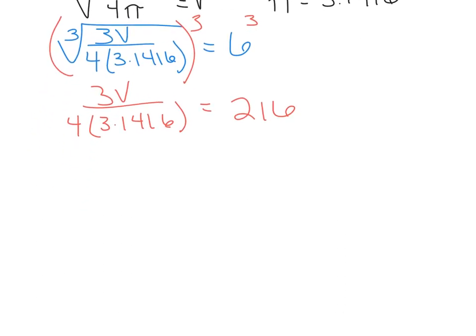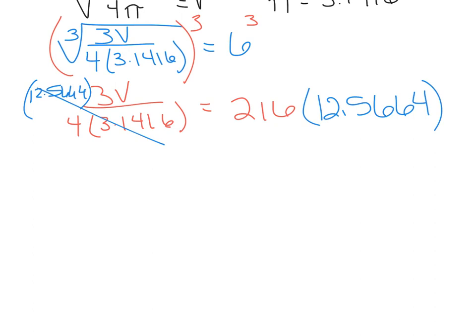Still trying to isolate v. I'm now going to multiply times this, both sides. It will cancel off of this side. I believe it's 12.5664. And that cancels. Multiply it times that side, and that gives us 3v equals whatever this is. I'm actually just going to write these numbers out.